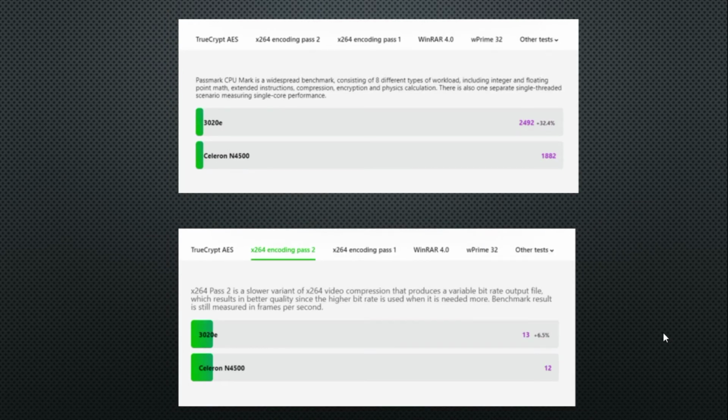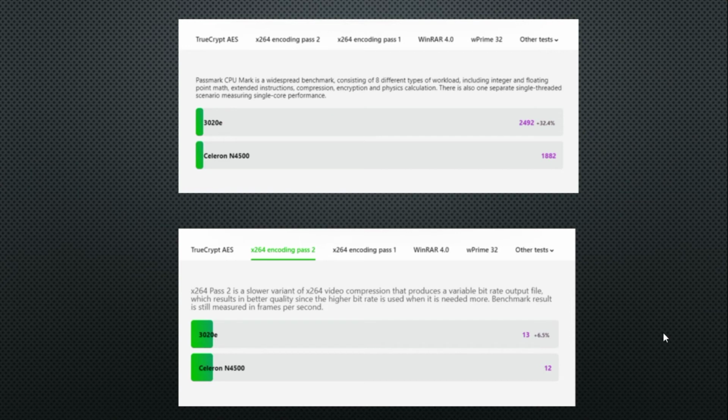For our next test, which is the Passmark CPU. Passmark CPU is a widespread benchmark consisting of eight different types of workload, including integer and floating point math, extended instructions, compression, encryption, and physics calculation. This is also one separate threaded scenario measuring single core performance. In this test, the Celeron N4500 and AMD 3020E are almost the same.